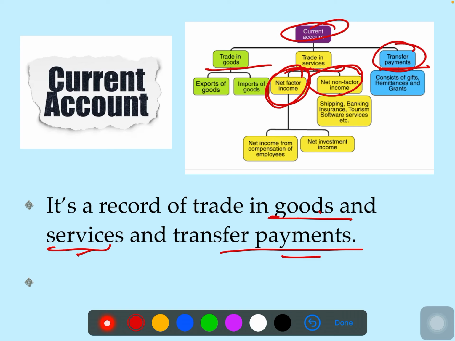For example, say I adore you so much that I'm going to give you some financial help. Whenever I find you are in a difficult time, I'm going to help you out by giving some financial help. But I'm just giving it because you're my friend. No need to give it back. That kind of one-sided transaction, where I give you but you don't return it, is called transfer payments. It all comes under gifts, remittances, and grants.